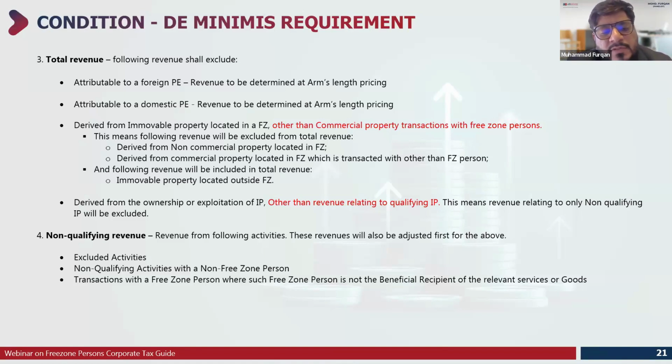And then if there is non-qualifying activities with a non-free zone person, this will also be added into the non-qualifying revenue. And if there is a transaction with a free zone person where such free zone person is not the beneficial recipient of the relevant services or goods, in this case also such revenue will be added to non-qualifying revenue.